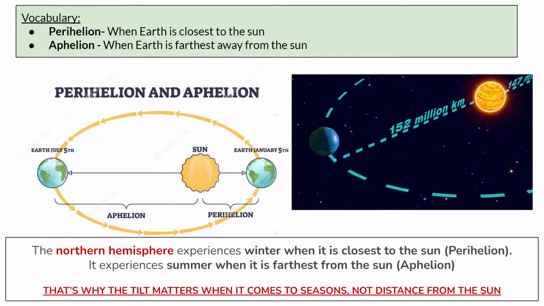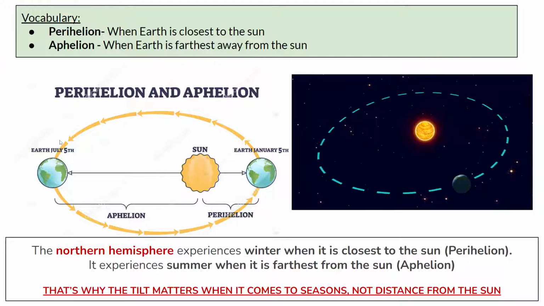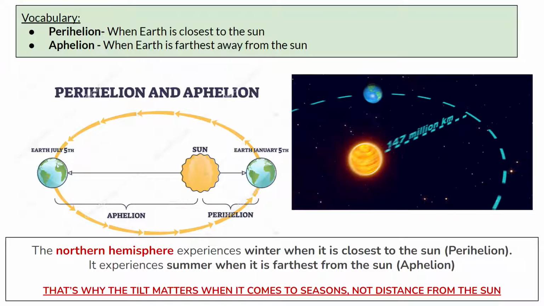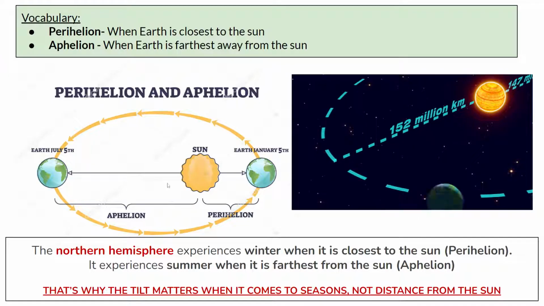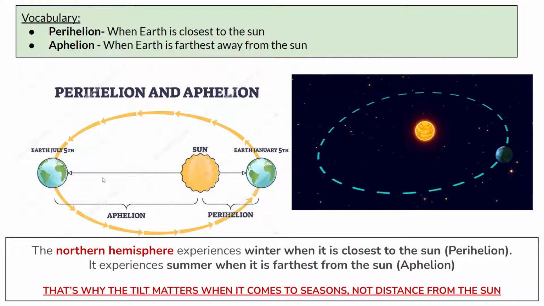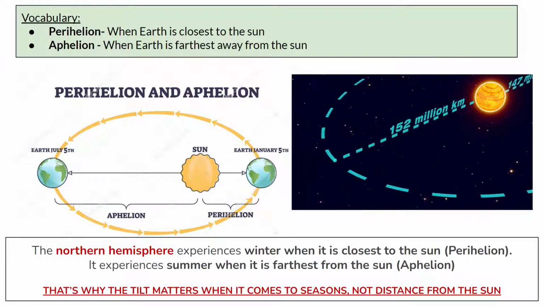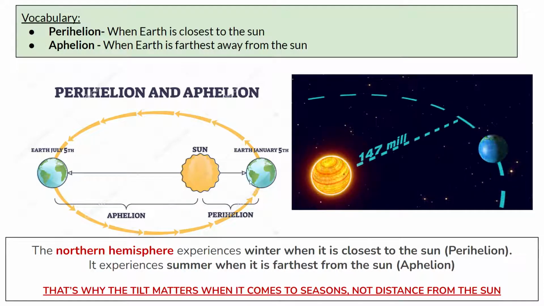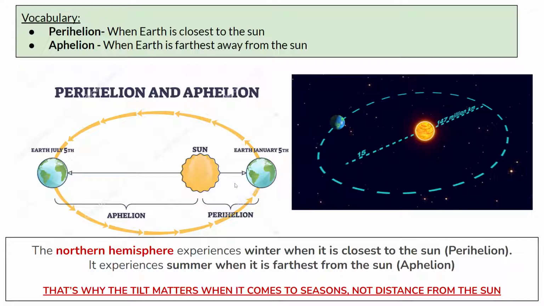So what's interesting is that July 5th is northern hemisphere summer, but notice that during our summertime, we're actually farthest away from the sun. January 5th is actually the northern hemisphere winter. And notice that when it's wintertime for us, we're actually closest to the sun, perihelion. So that's why the tilt matters and not so much the distance.